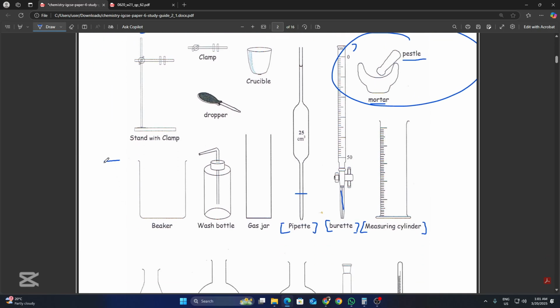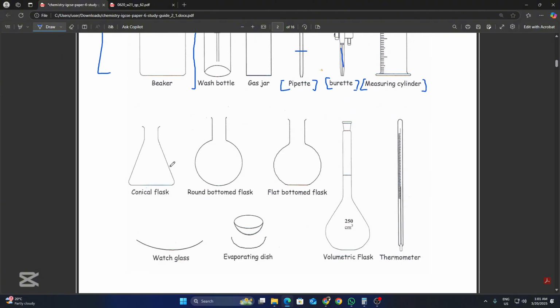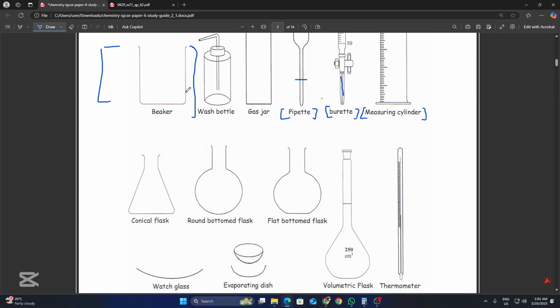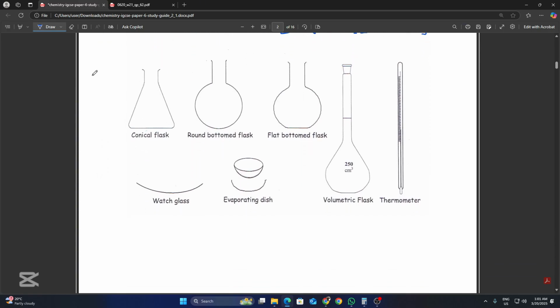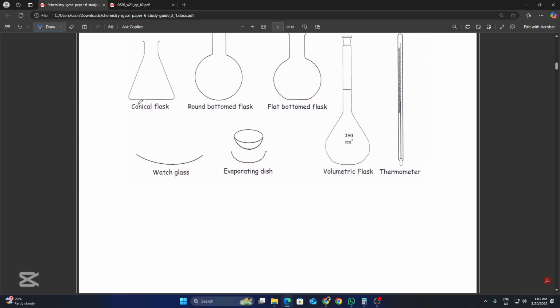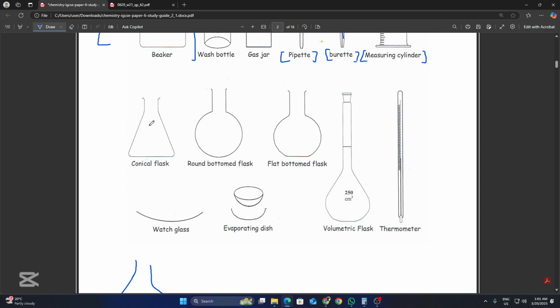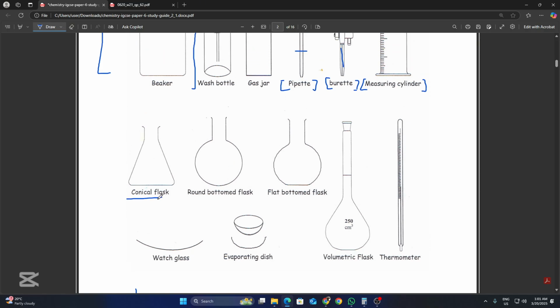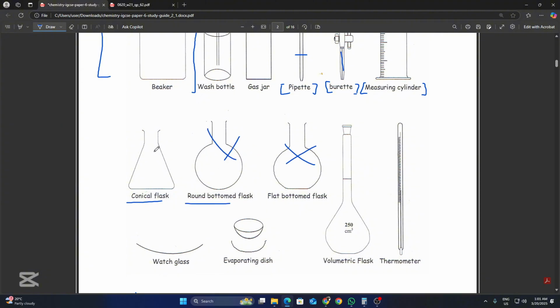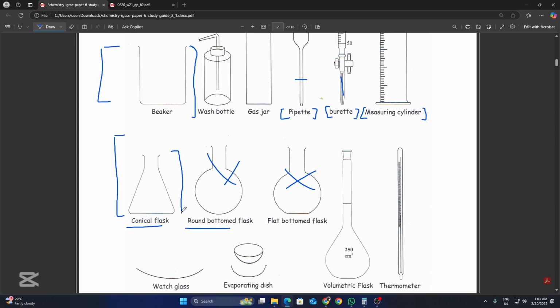Now, the beaker here is also very important, but it is pretty self-explanatory. The beaker is used to hold volumes of anything. So if you see a beaker, make sure that you say it is a beaker. Conical flask. The conical flask always looks like a triangle. So if you see something that looks like a triangle, with smooth edges, it is a conical flask. You're mostly going to see the conical flask.